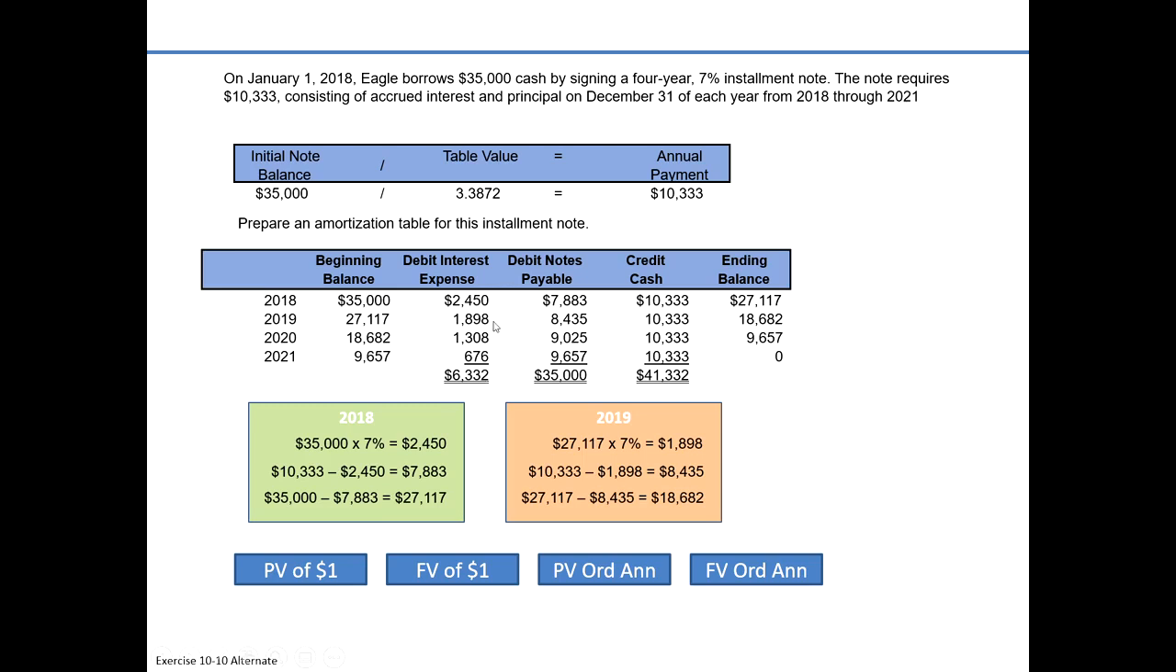Again, year to year, the amount of interest expense is going to shrink because the amount of principal outstanding that you owe on it is shrinking. The amount that you're paying down the loan, the actual debit to notes payable, is increasing because that payment's staying the same and a lesser amount is interest. And again, at the end of the life of this installment note, you end up paying it off in full.